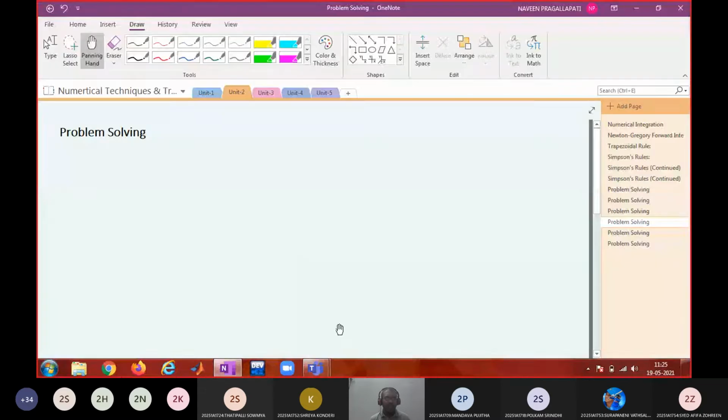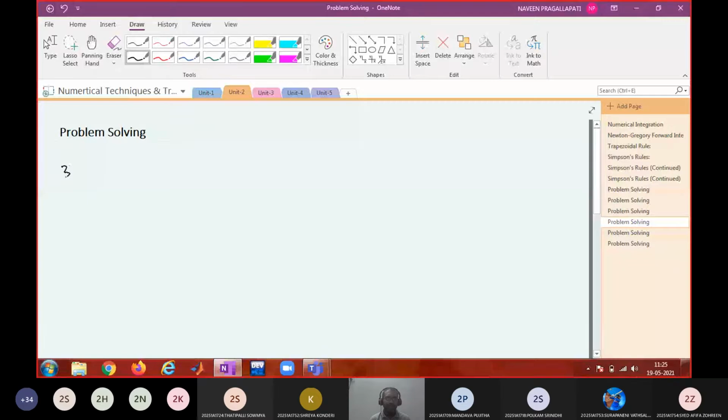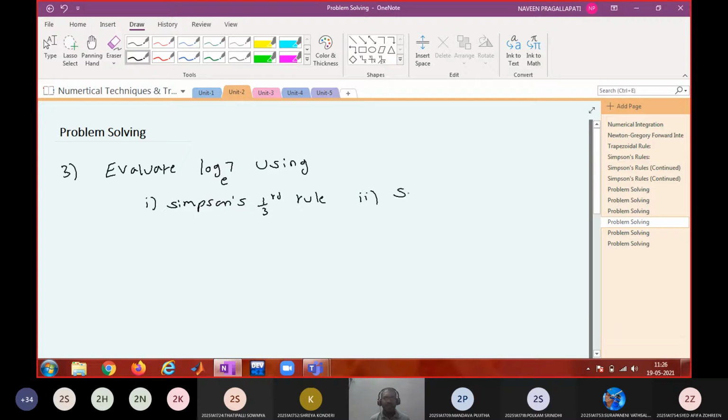Okay, so all of you take the next problem. Is it problem number 3? Evaluate log 7 to the base e. Evaluate log 7 to the base e using Simpson's 1/3 rule as well as Simpson's 3/8 rule.